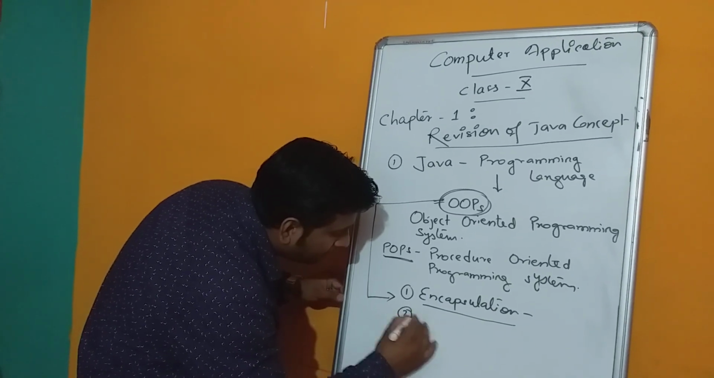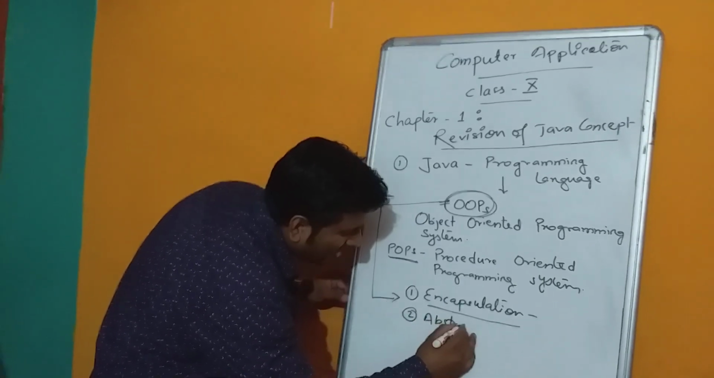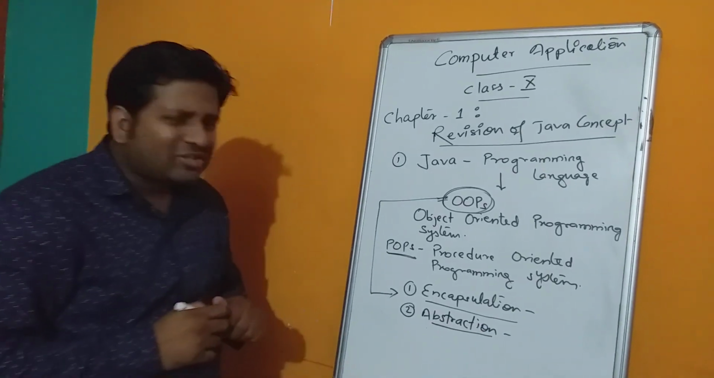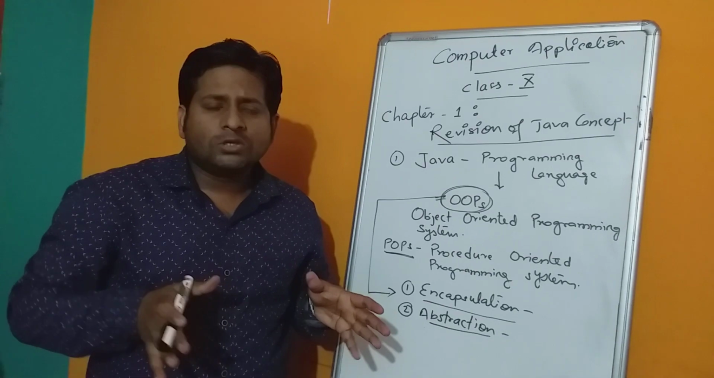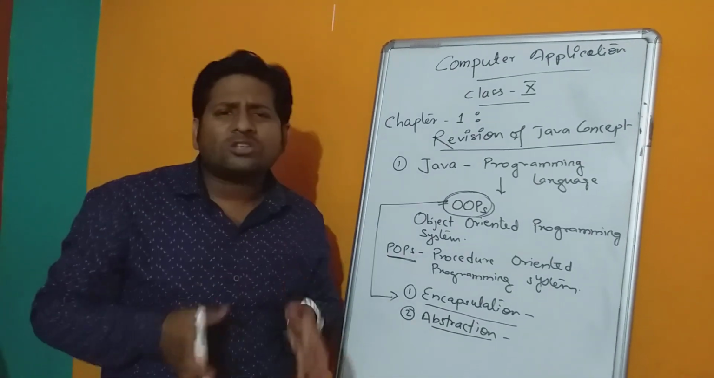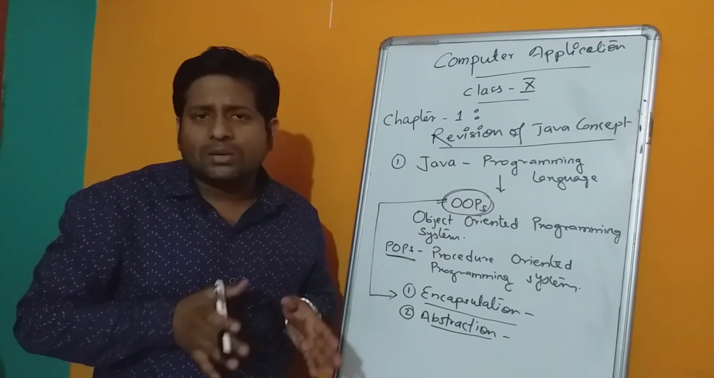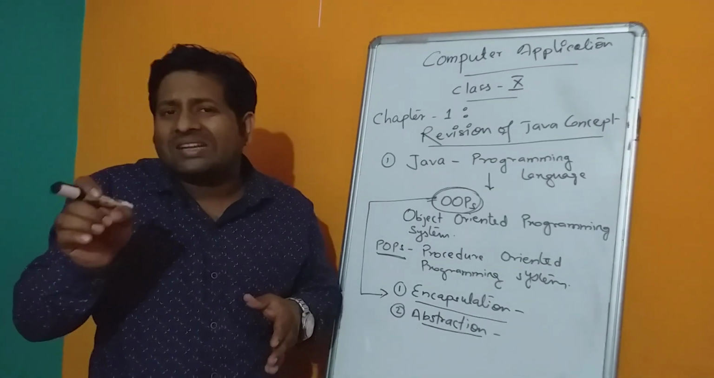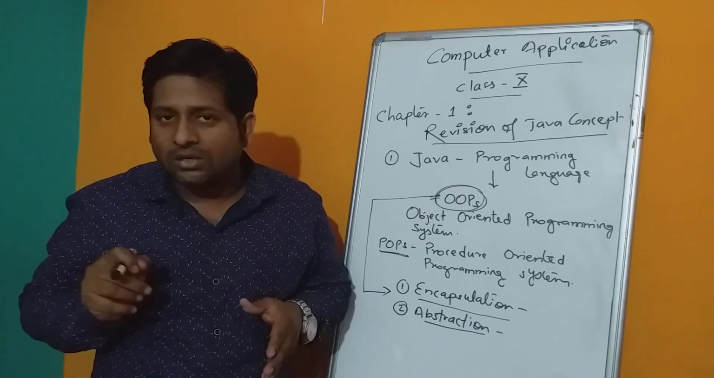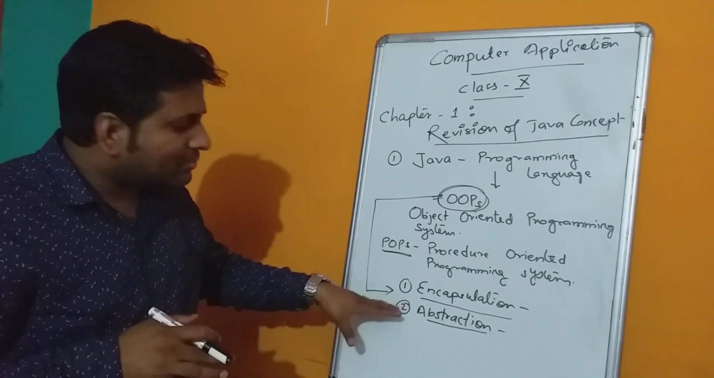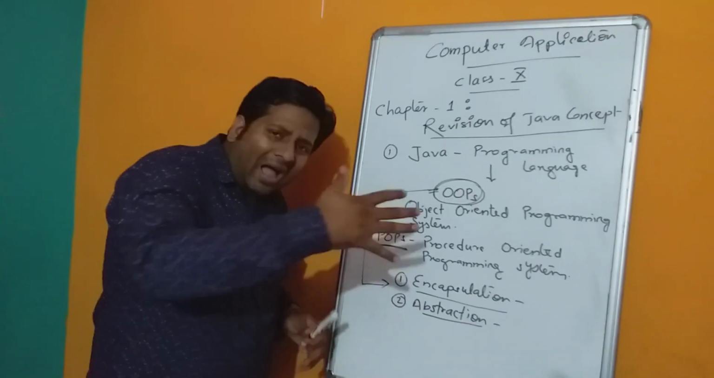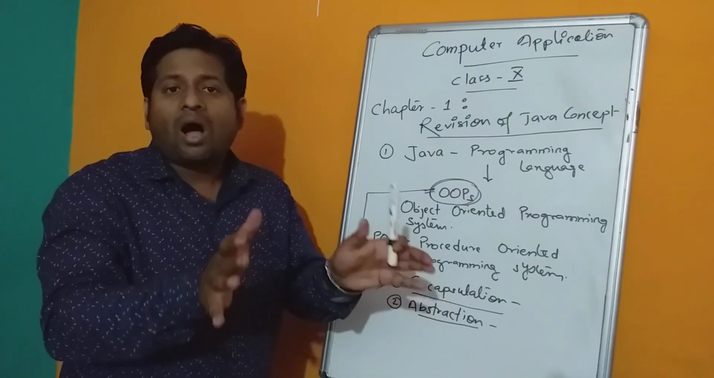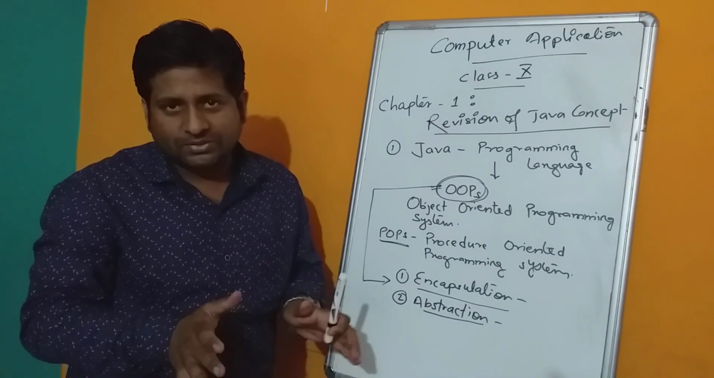Second we have abstraction. Abstraction means hiding the complexity. See, when we write programs, we have to write lots of code. Technical terms are used, so many words or keywords are used, which only a technically savvy person can understand. So what the abstraction feature does is hide the complexity from the user, and only the essential properties are displayed as an interface.